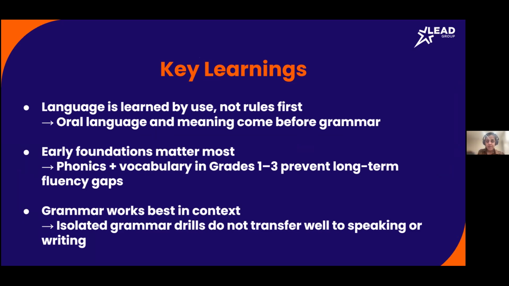So, what would you most like to improve in the next academic year? Spoken fluency, reading levels, writing quality, teacher capability, or parent confidence in English outcomes? There is no right or wrong answer. Just choose what is the priority for the next academic year for you as an educator or school leader.